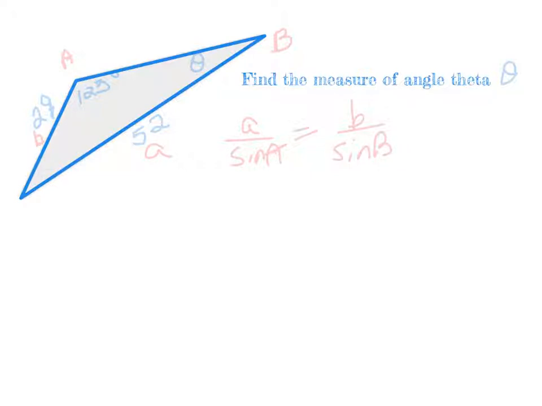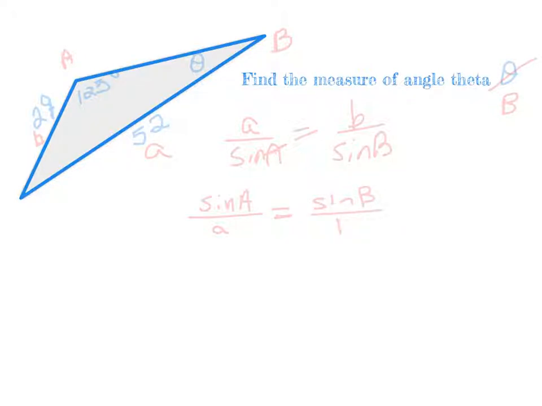But since I'm looking now for angle B, right? B is my theta, so in a way I've kind of changed my question. Find the measure of angle B. If I want to find B, right away I'm going to be in a predicament here. It's a bit of a tough spot because the B is on the denominator. And one trick that we can do just to get B up on the numerator immediately is to flip both sides of the equation, flip both fractions. So sine A over little a equals sine B over little b.